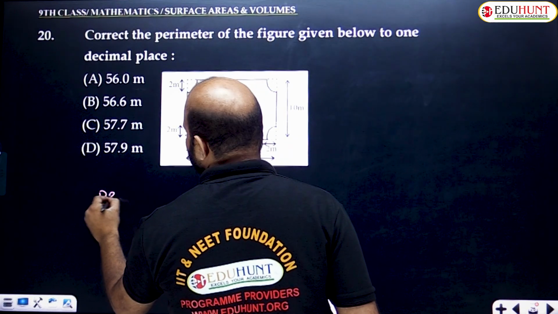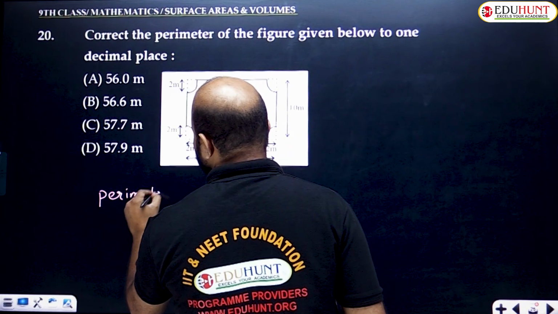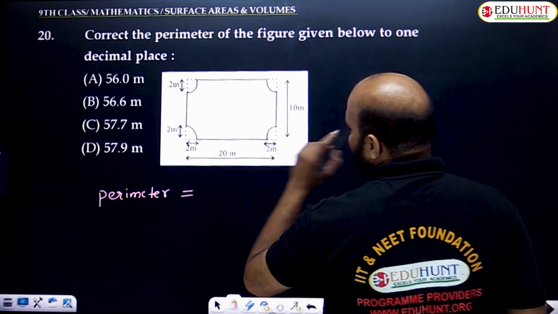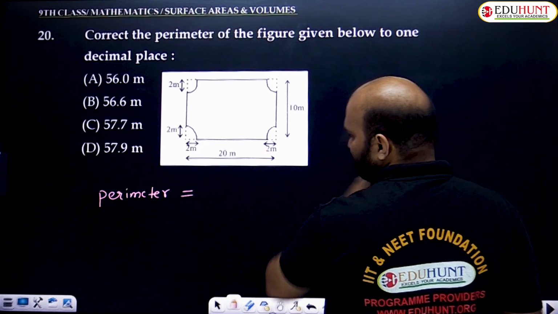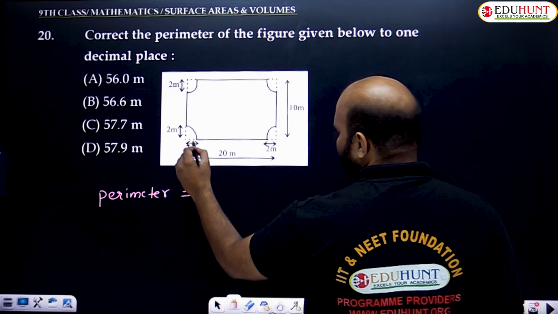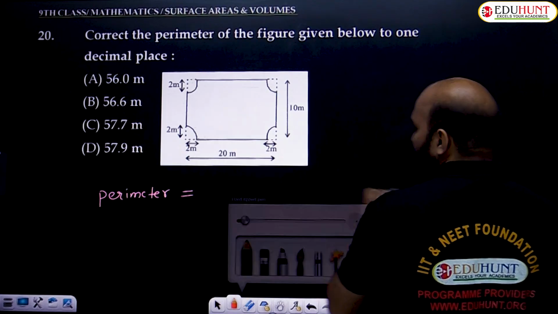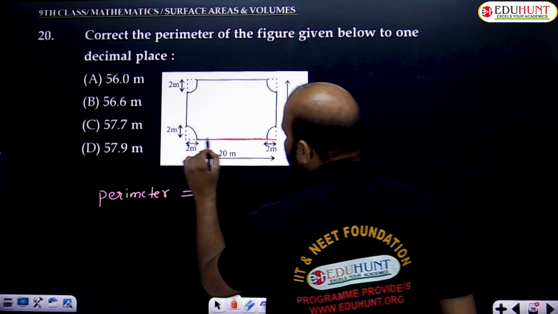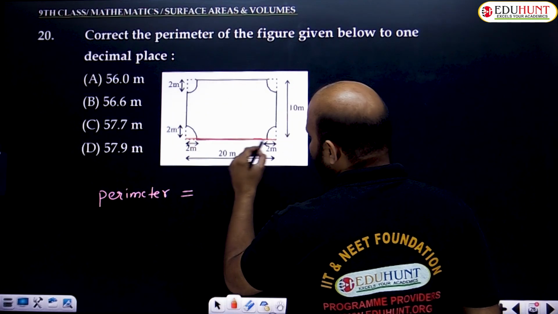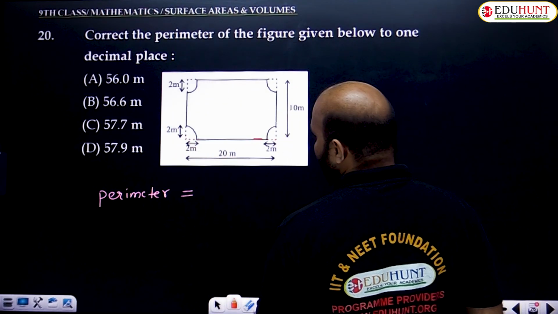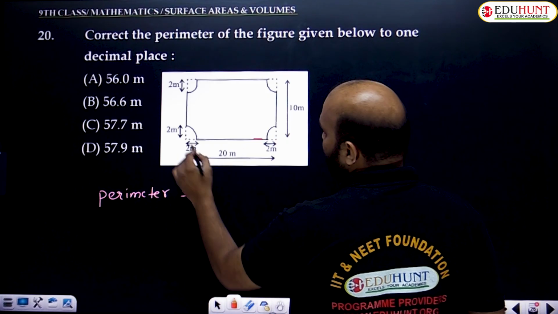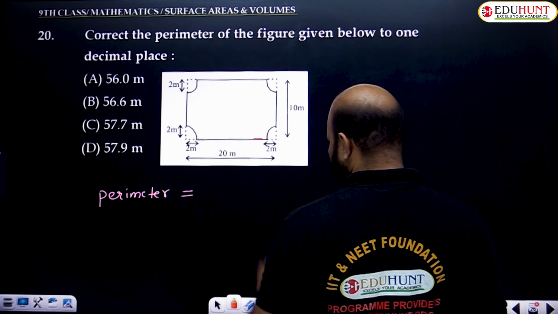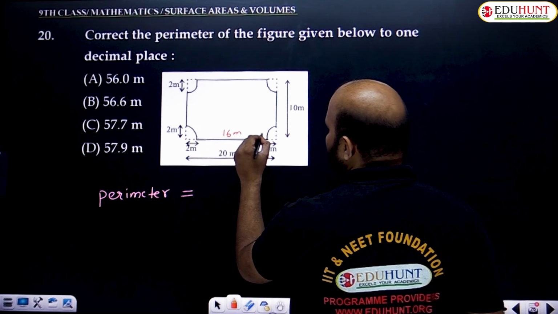Perimeter of the figure equals, so what is the perimeter formula? Clearly we need to understand, the total length will become 20. In that rectangle, this is the total length. In that length, 2 radii are subtracted from 20. What is the remaining? This is 2 plus 2, total 4 meters for the radii. Subtract from 20, the remaining part will become 16 meters, just like this, 16.